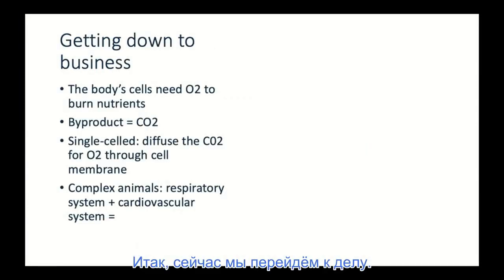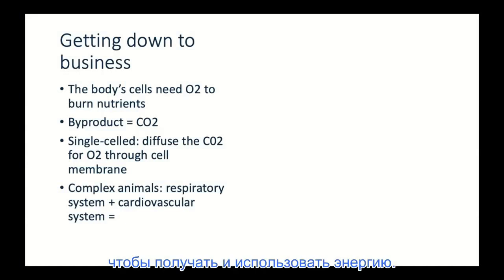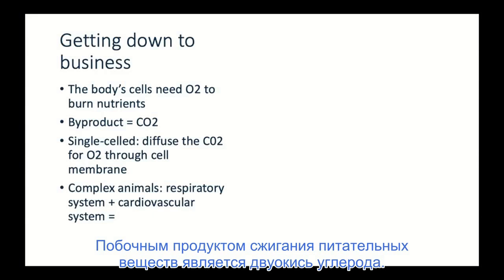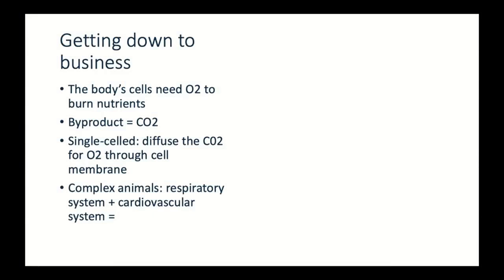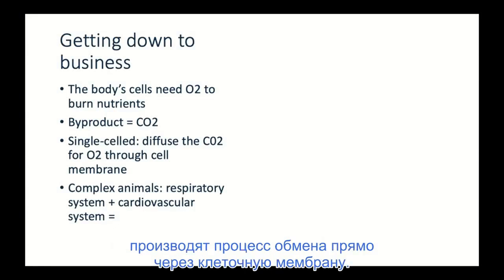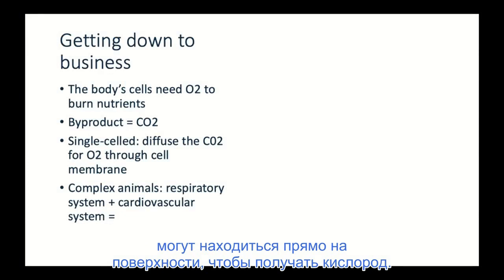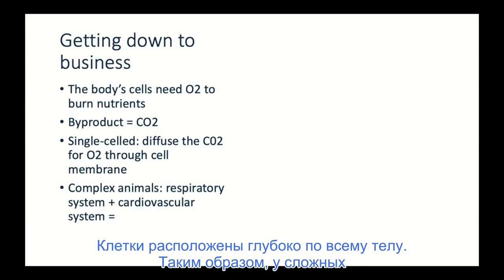All right, so getting down to business. The body's cells need oxygen to burn nutrients, to acquire and take in energy. The byproduct of this burning of nutrients is carbon dioxide. Single-celled organisms exchange CO2 for oxygen by diffusion directly through their cell membrane. But of course, in complex animals, we're so big that our cells are not directly at the surface to acquire oxygen. We have cells all through the body that are deep.